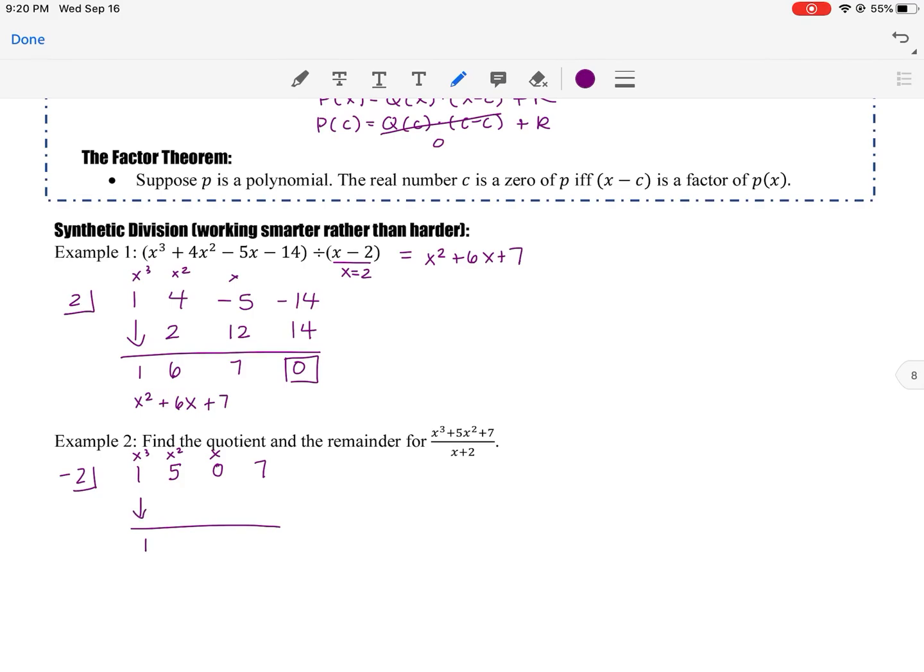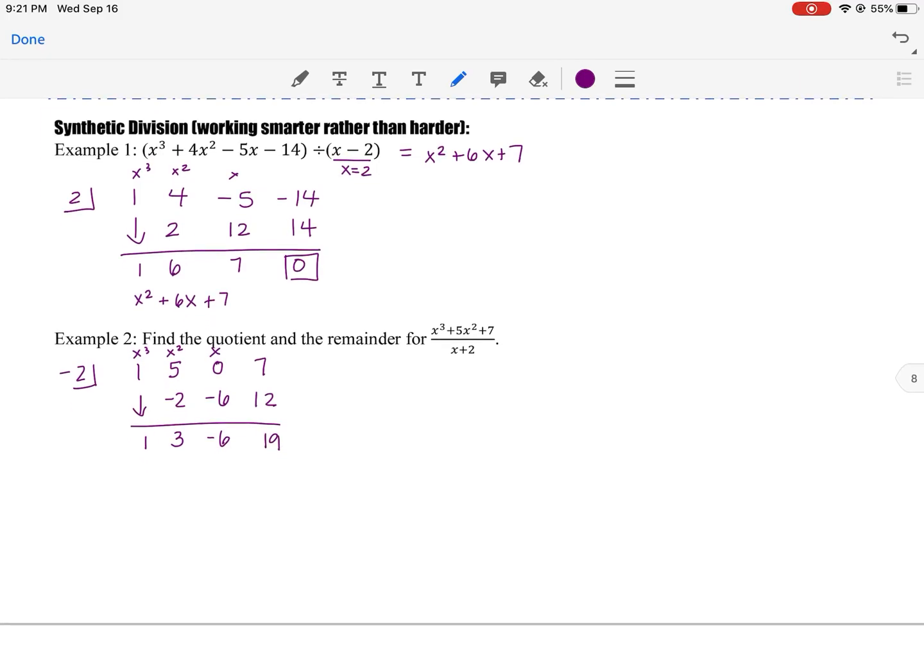Same thing, bring down the 1. 1 times negative 2 is a negative 2. 5 plus negative 2 is 3. 3 times negative 2 is a negative 6. 0 plus negative 6 is negative 6. Negative 6 times negative 2 is a 12. We get 19 as our remainder. So the 19 is the remainder.